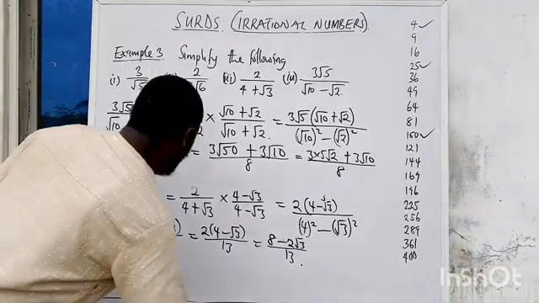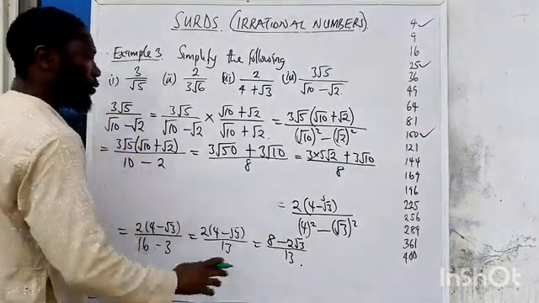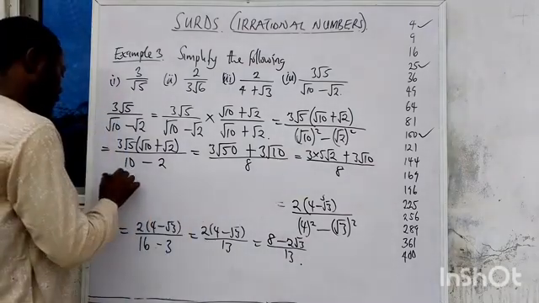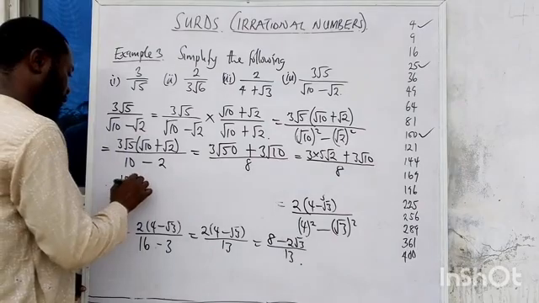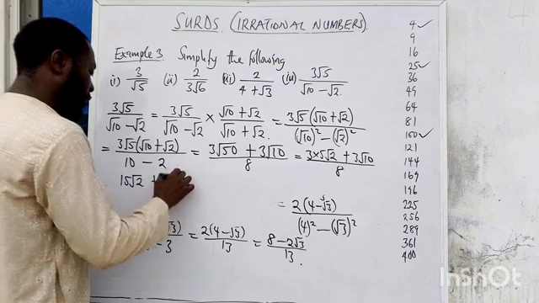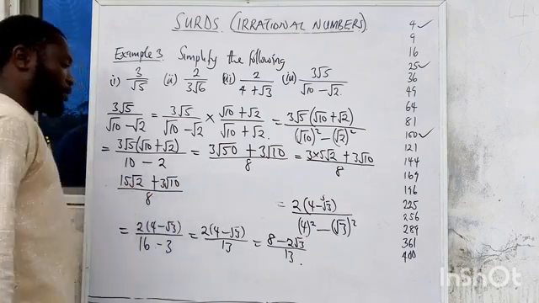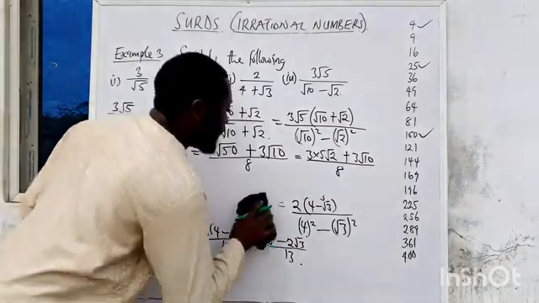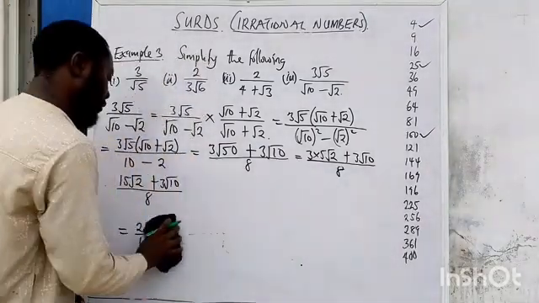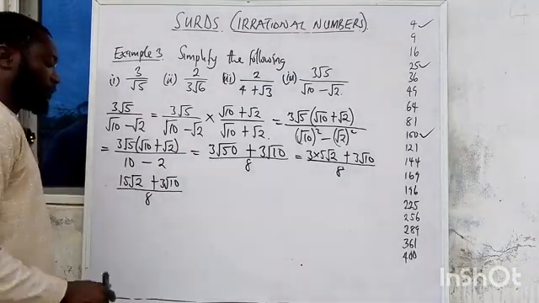Finally, 5 times 3 is 15. Square root of 2 plus 3 square root of 10. Everything divided by 8. And this is your final result.